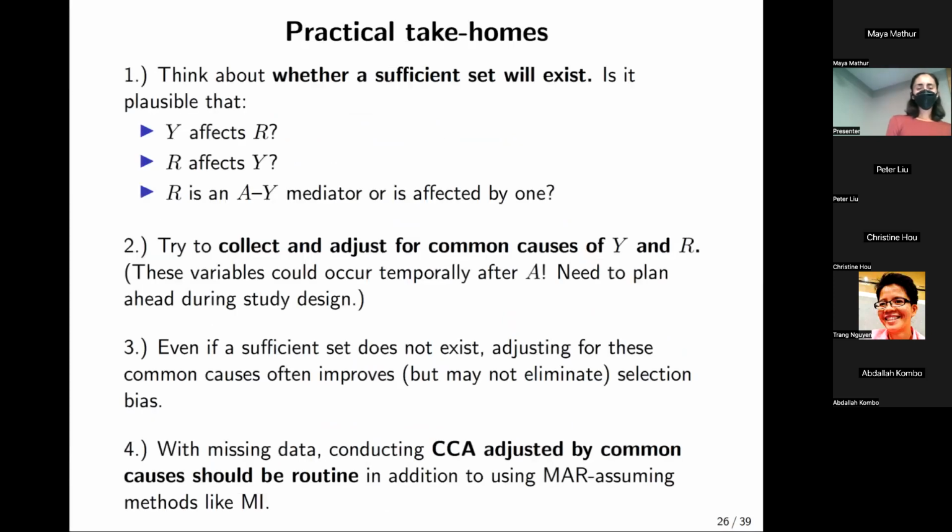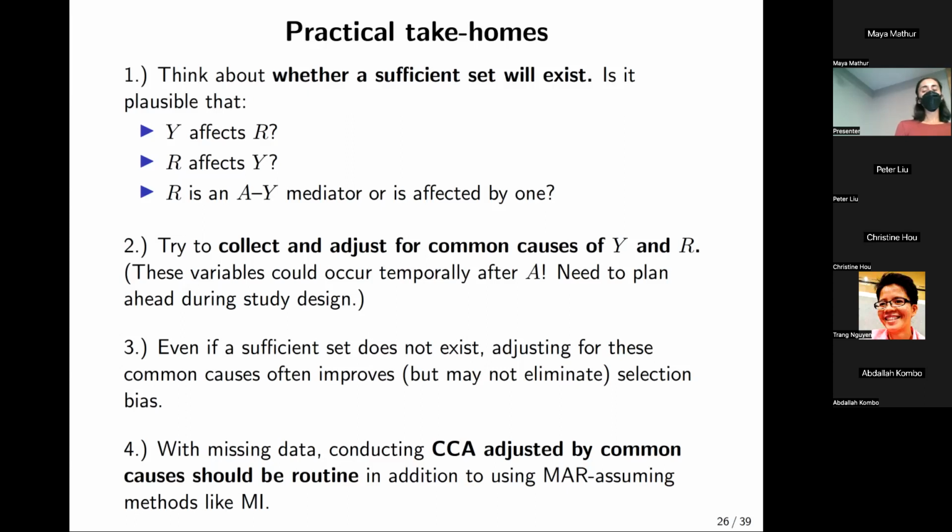Okay, so what we've seen so far is, in practice, we want to first think about whether a sufficient set is plausibly going to exist for our setting, right? If we think that the outcome itself affects selection or vice versa, we're not going to be able to do this. This isn't going to work. Or if we think that selection is a mediator or is affected by one, again, not going to work. It could still help the complete case analysis to adjust, but it's not necessarily going to be unbiased.